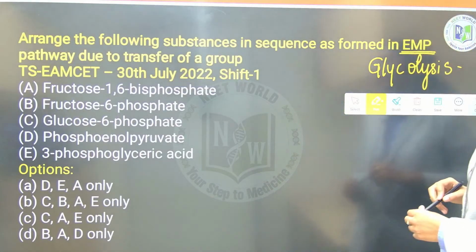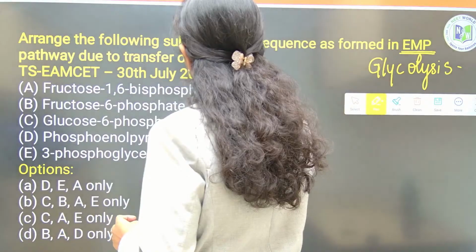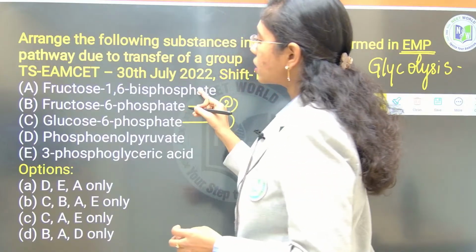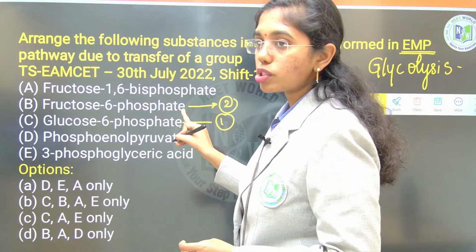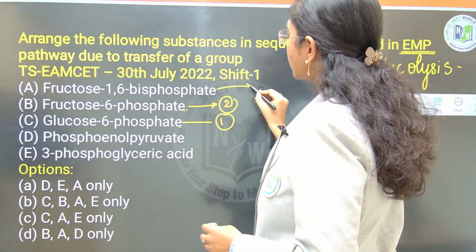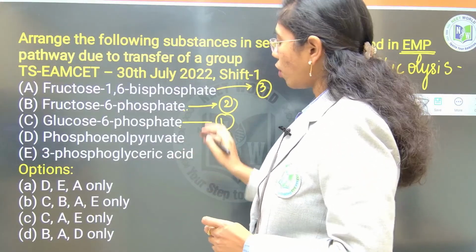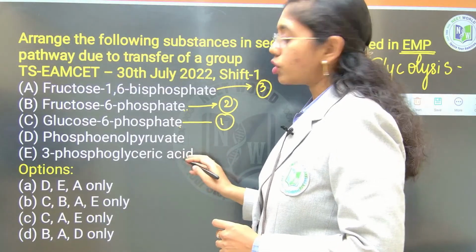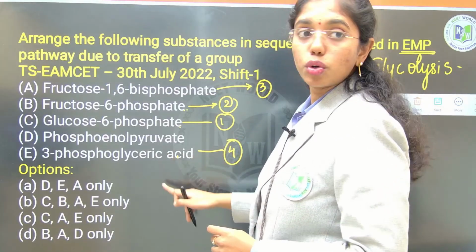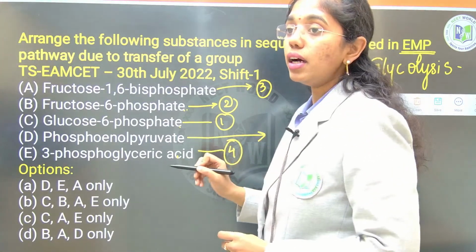Due to transfer of a group. We have to arrange them in sequence. First it is glucose 6-phosphate, which isomerizes to fructose 6-phosphate. Later fructose 6-phosphate phosphorylates to fructose 1,6-bisphosphate, and then phosphoenol pyruvate is the last step, preceded by 3-phosphoglyceric acid, which is the 8th step. 3-phosphoglyceric acid goes to 2-phosphoglyceric acid, after which you will get phosphoenol pyruvate at the 9th step.